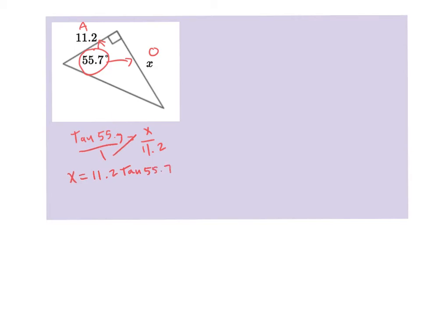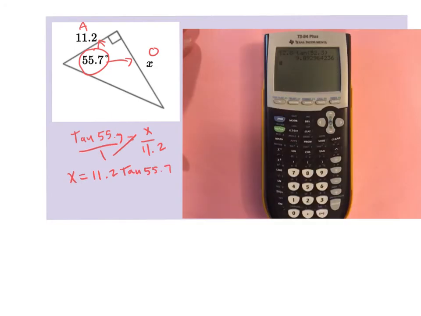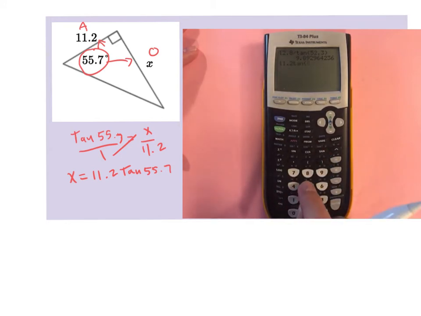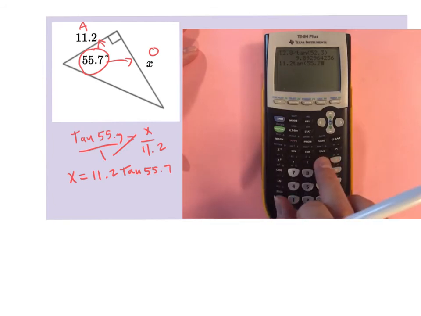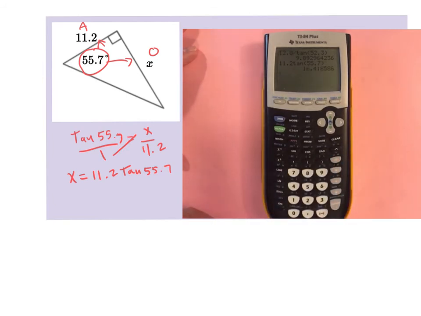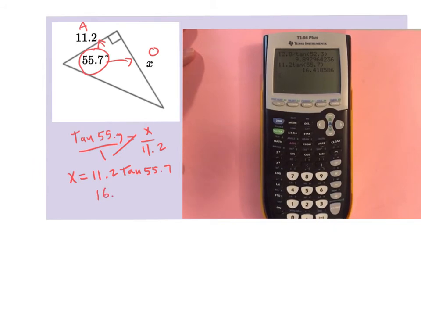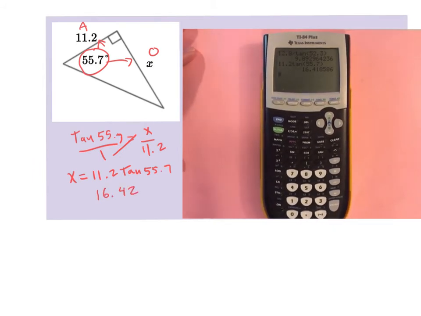So now I'm going to take my calculator and do that. Now I know my calculator is already in degree mode because I just did a problem with it. So when we want to do 11.2, just do 11.2 times the tangent of 55.7 and hit enter. Now you might have a sine or a cosine question as well, and if that's the case, then you're just going to push the sine or cosine button. So make sure that you push the right button when you're doing this, and that will be 16.42.